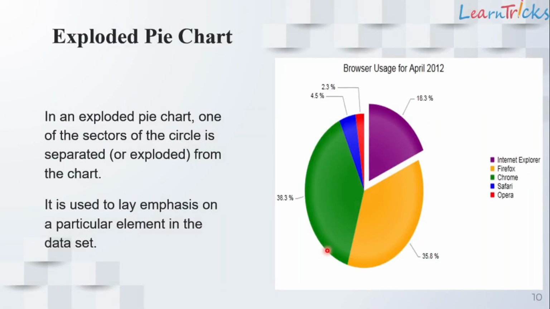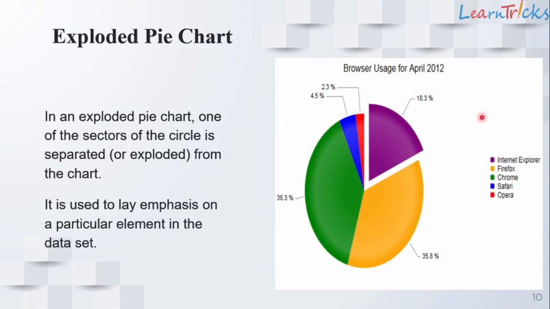Now there is a subtype of pie chart, the exploded pie chart. When you have to give importance to a specific sector on the pie chart, then you use this exploded type of pie chart. In an exploded pie chart, one sector of the circle is separated or exploded from the remaining part of the chart. It is used to lay emphasis on a particular element in the dataset. When you have to focus on a specific element, this type of exploded pie chart is used. Now this figure shows browser usage for April 2012.